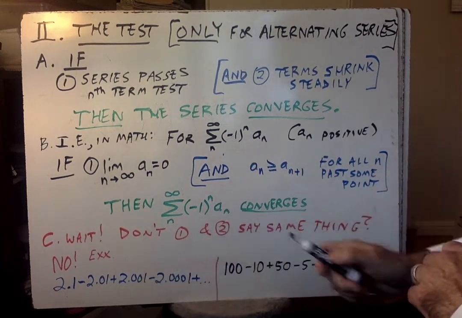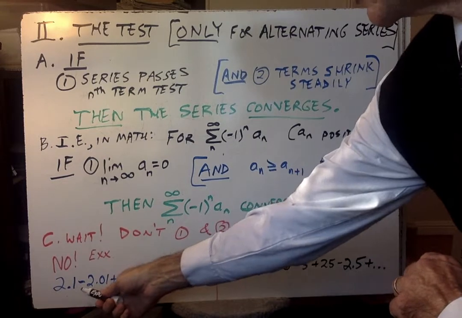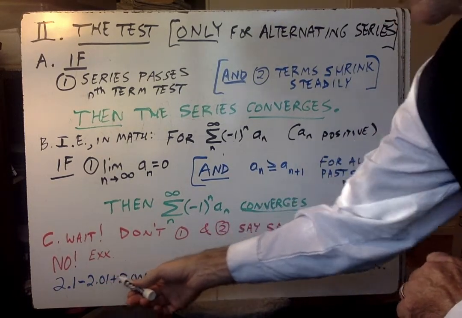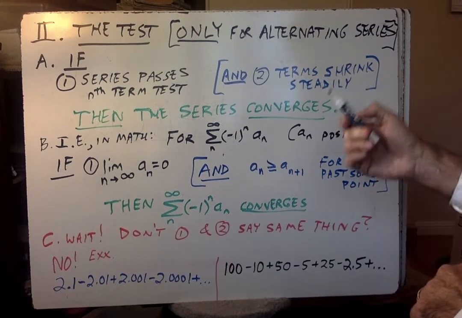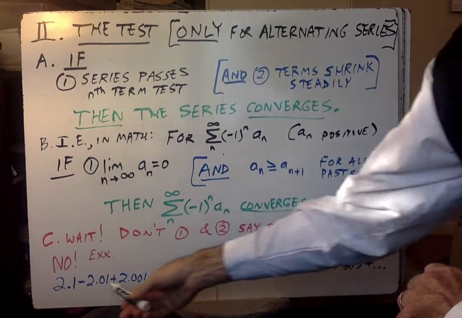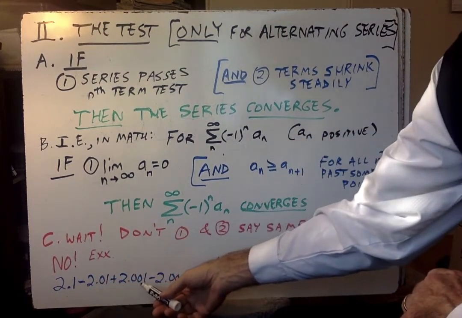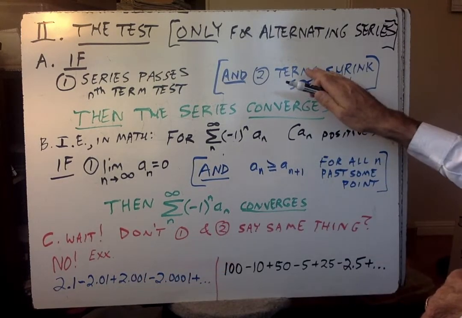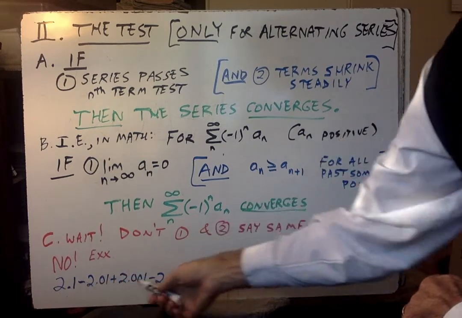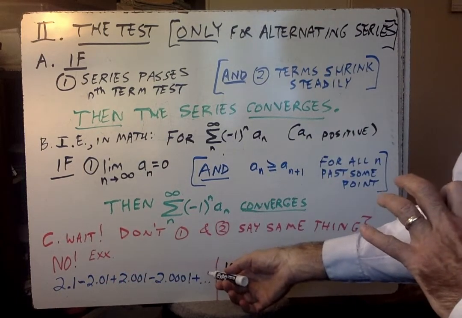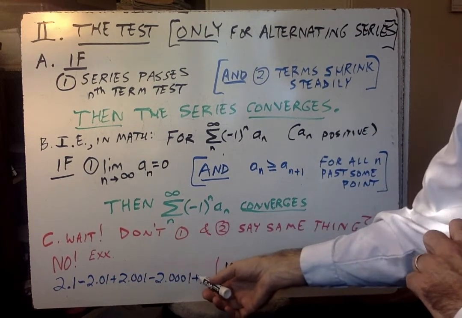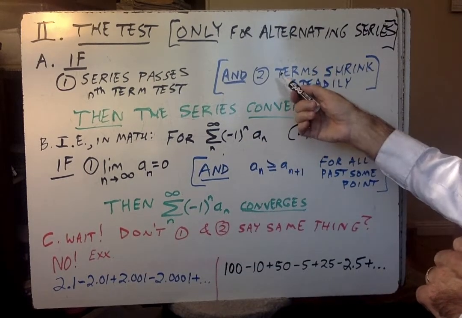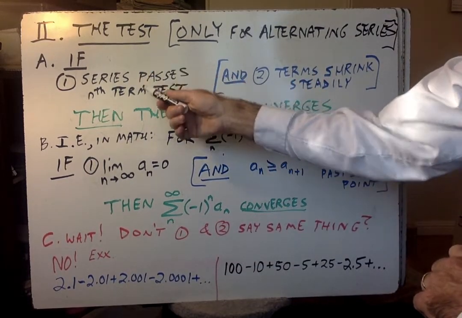In the blue one here, we have terms that are shrinking steadily. Every term is smaller than the one before it. If you ignore the signs, we're talking about absolute value, the a sub n part of the term: 2.1, 2.01, 2.001. Every term is smaller than the one before, so it passes the blue requirement. But are these terms shrinking to 0? No. They're shrinking to the number 2. So this example passes the second part, the blue part, and fails the black part.